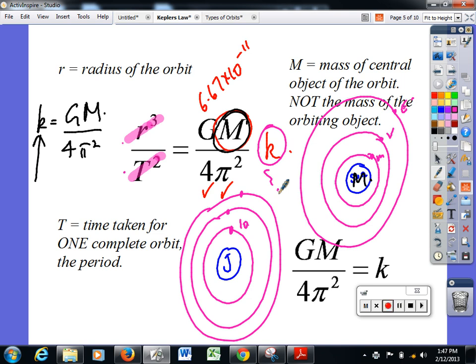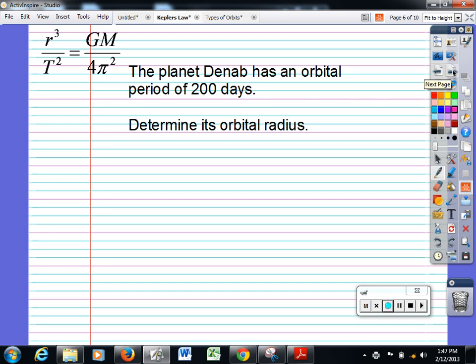Okay, so let's now use it. And this is the most commonly used formula in the HSC, which has a quite high failure rate. It's because people can't cope with cube roots and square roots and so on. Okay.